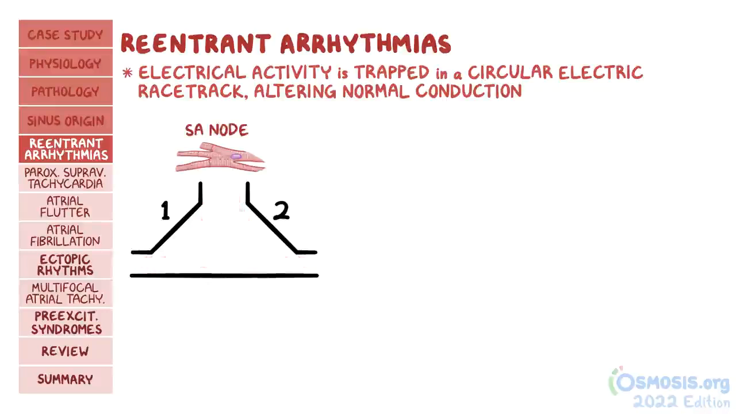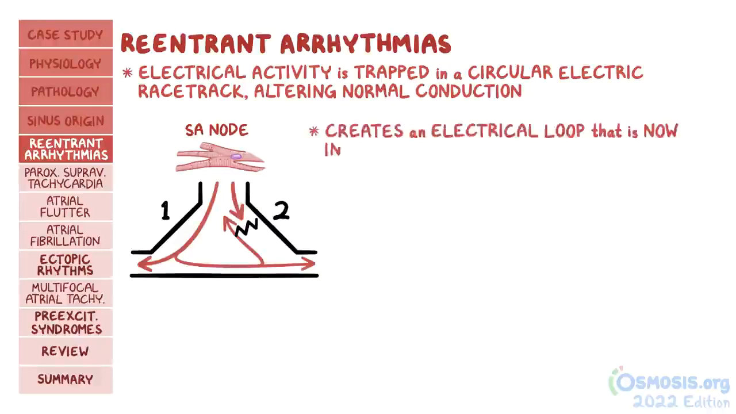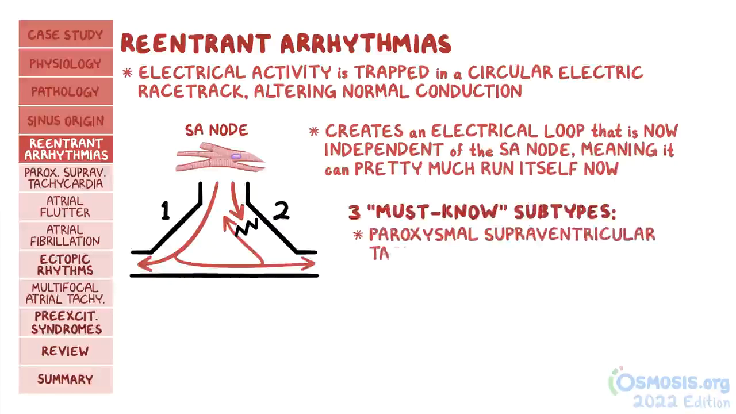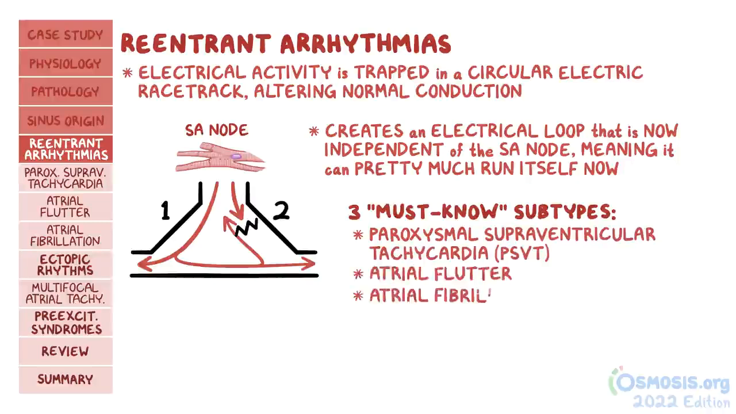But let's say pathway 2 was damaged during a myocardial infarction. Now that pathway 2 is slowed down, the wave of depolarization rushes through pathway 1 and then returns backwards through pathway 2. This creates an electrical loop that is now independent of the SA node, meaning it can pretty much run itself now. There are 3 must-know subtypes of reentrant supraventricular arrhythmias: paroxysmal supraventricular tachycardia, or PSVT, atrial flutter, and atrial fibrillation.